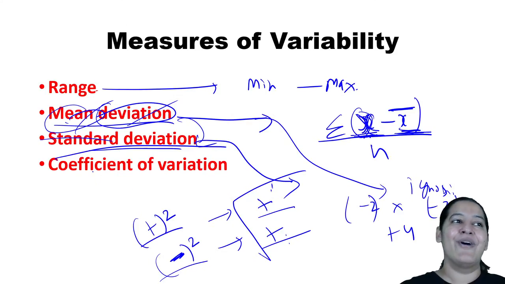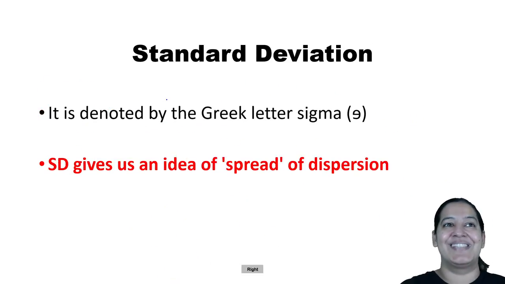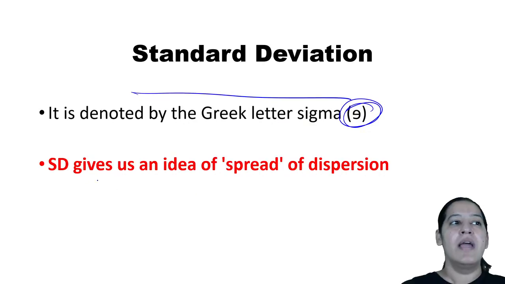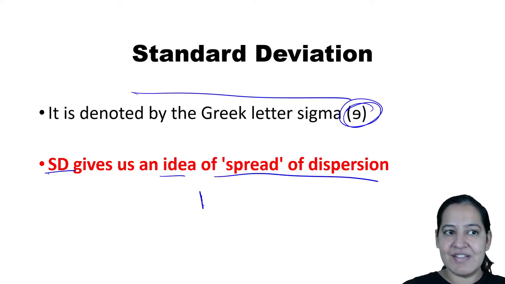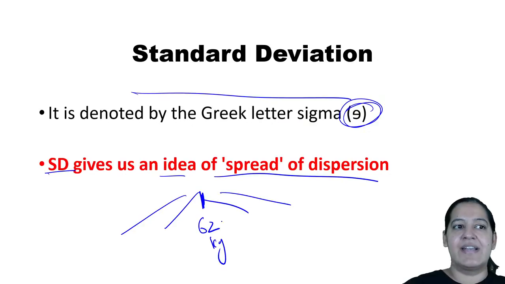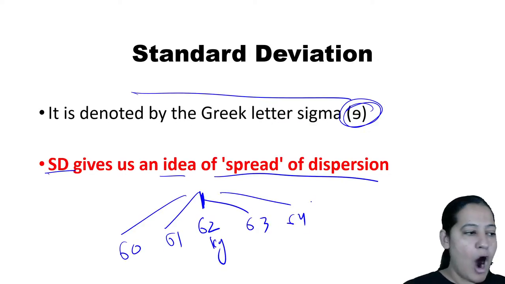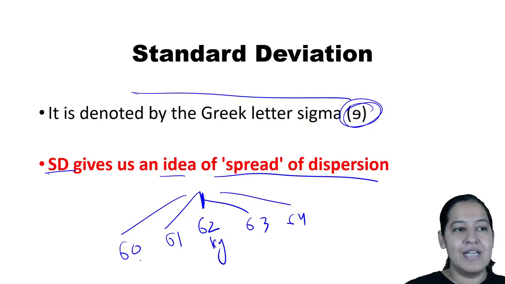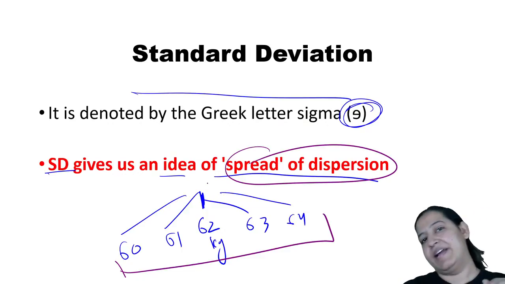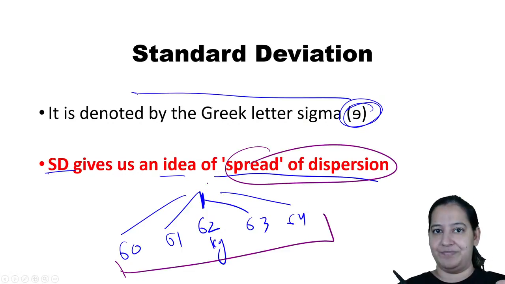Done. So, coming on the third thing, standard deviation. Standard deviation is denoted by the Greek letter known as sigma. Standard deviation is giving us an idea of spread or dispersion. So, this is our central tendency, this is weight number 62 kg. Other weights, that is 61, 60, 63, 64, how much they are dispersed, that is the spread. Central se spread kaisa hai, that is giving an idea.